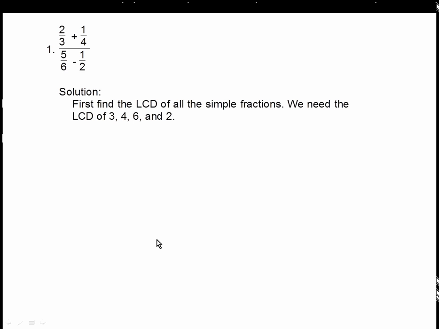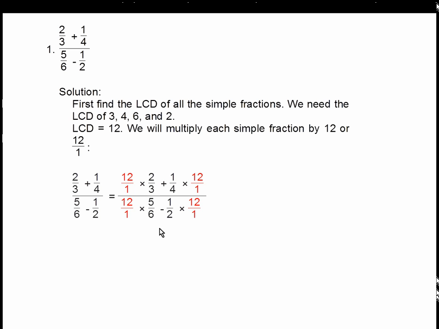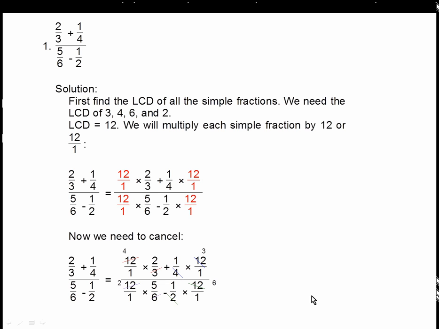Okay, if I look at my simple fractions, 3, 4, 6, and 2, I need a common denominator for 3, 4, 6, and 2. It's 12. So my LCD is 12. So I'm going to multiply each one of these individual simple fractions by 12, or if I write it as a fraction, 12 over 1. So I'll show that in red. So there I am multiplying each one of the 4 simple fractions by 12 over 1. If I do the canceling, see 3 goes into 12 4 times, 4 goes into 12 3 times, 6 goes into 12 twice, and 2 goes into 12 6 times. So there's all my cancel.